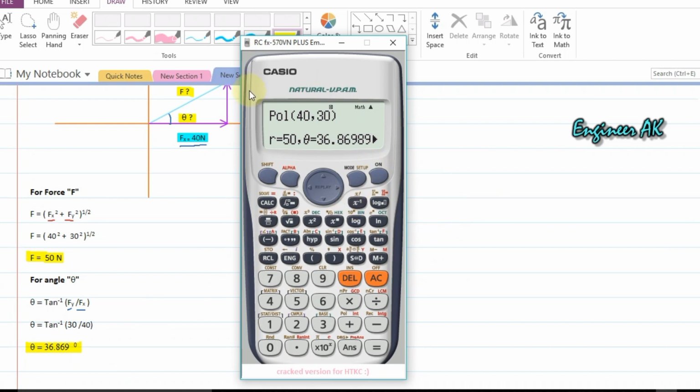So that's the way you can find the resultant if two components are given, and you can also find the angle that the resultant force is making with the positive x-axis.